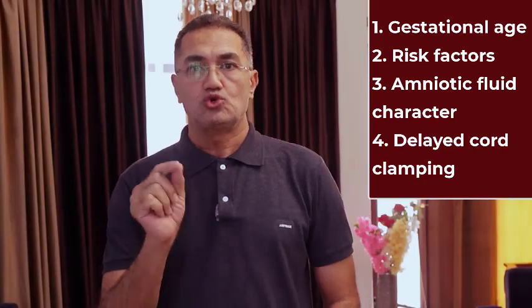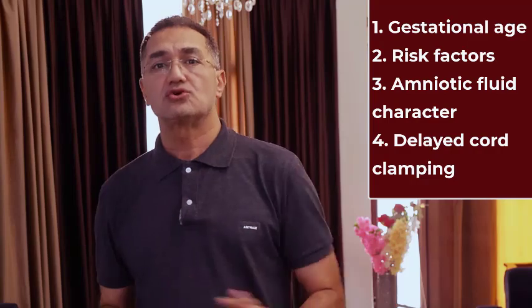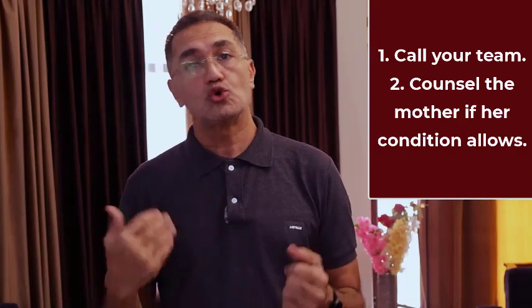So again, the first 4 questions you will ask the obstetrician. You are the pediatrician, and you will ask the obstetrician the 4 questions. Term or preterm, what is the gestational age? Second, any risk factor. Third, amniotic fluid character. And the 4th, which is not a question but a request, tell him please delay the cord clamping for 60 seconds if the baby is delivered in good condition. Then tell him thank you and go to do what?